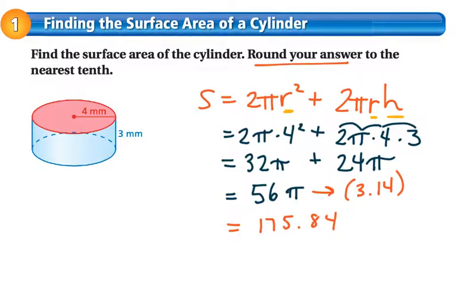Again, though, they do ask us to round it to the nearest tenth, and the tenths place is right here, where the digit 8 is. We use the digit to the right to make our decision. Do I round that 8 up, or do I leave it the same? 4 is too low, so we are going to leave that 8 the same. So rounded to the nearest tenth, we should have 175.8, and for surface area, that will be square millimeters.